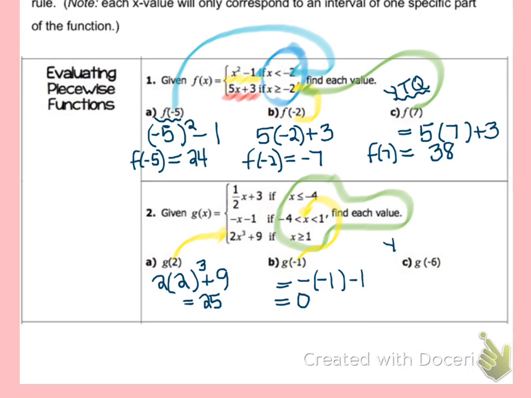So go ahead and pause the video, and let's try C as a you try question. Pause the video now. And so that one also turned out to be 0. So g of -6 is 0. Let's go ahead and turn the page, and we're going to take a look at some of the graphs of piecewise functions.